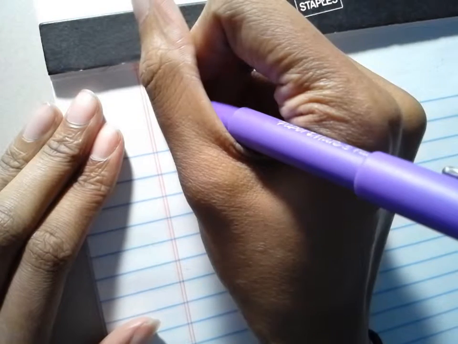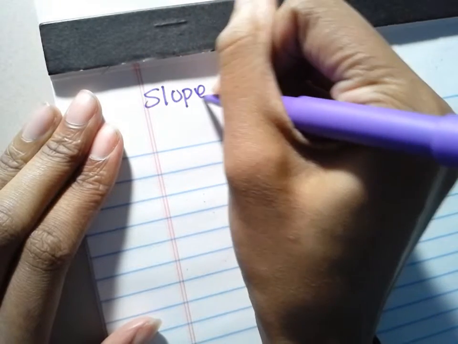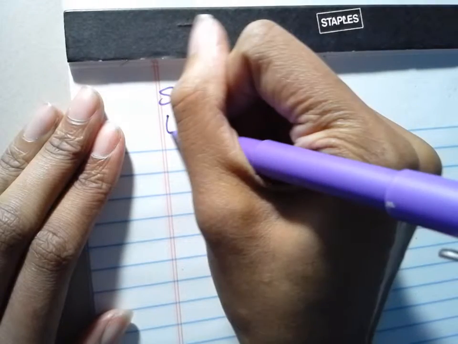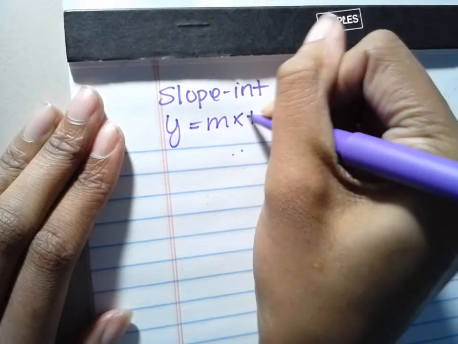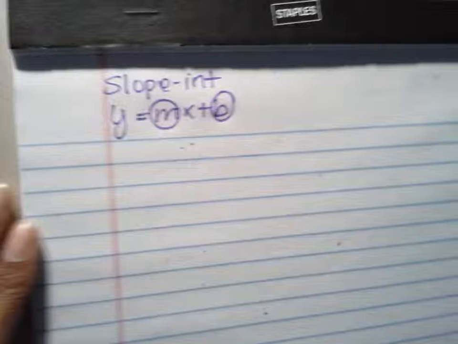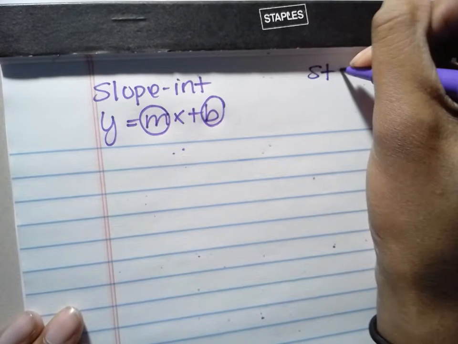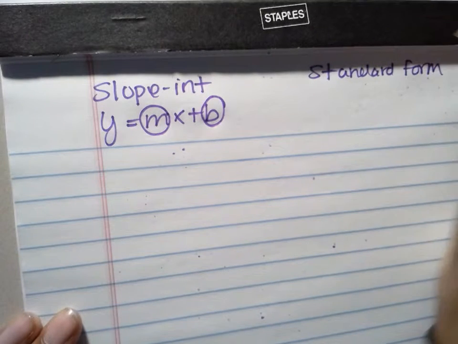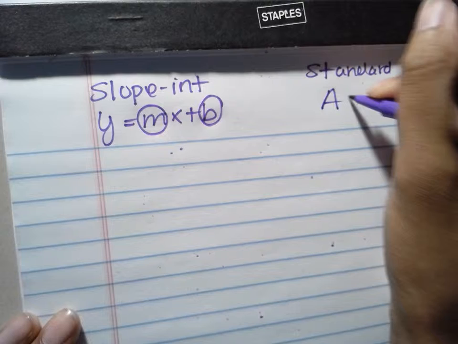We're going to go over parallel lines and rewriting slope-intercept, the y equals mx plus b, into standard form. So slope-intercept, we went over it in the previous lessons. Slope-intercept is y equals mx plus b. M represents the slope, b represents the y-intercept. And then we have standard form, where it's ax plus by equals c.